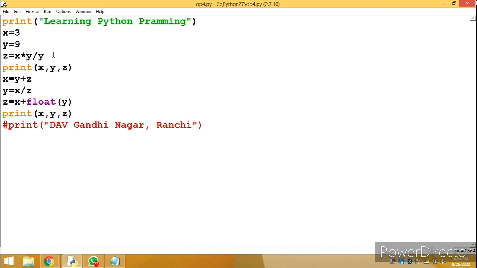Can you explain once again z equals x plus float y? The value of z is x plus float y. That means the value of x here is what? y plus z. What did you get? 12. And the value of y is what? 4. Now this is not an integer 4. Now it has become float y, that is 4.0.